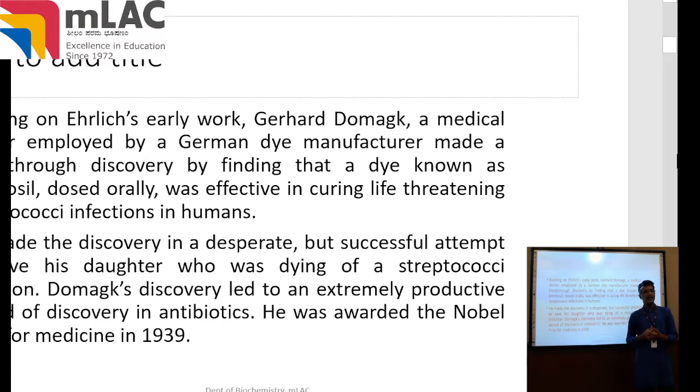Finally, Domagk came to a conclusion. He was working with these dyes; in fact, he was employed by the dye manufacturer. He used the prontosil dye itself as a life-saving drug on his own daughter, right? The first patient was his own daughter, and this discovery led to an extremely productive period of discovery in antibiotics. In fact, Domagk was awarded the Nobel Prize in 1939.